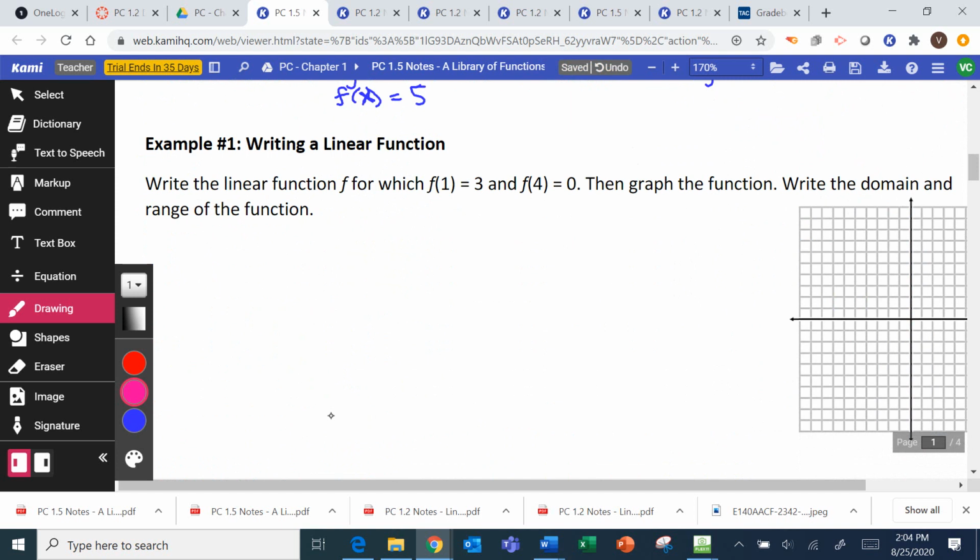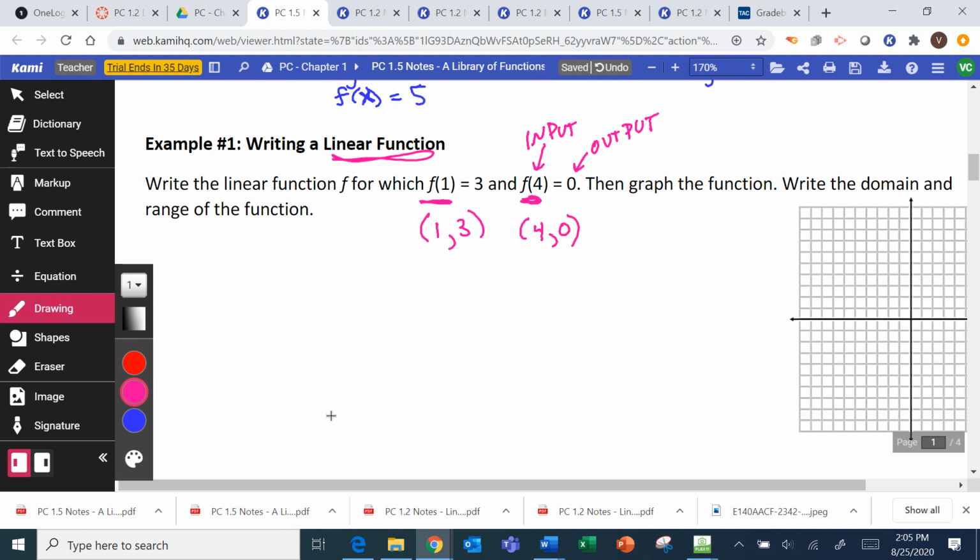If you were asked to write a linear function, you will notice that it will give you f of 1 equals 3, f of 4 equals 0. This is an input and an output. If I put 4 in, I get out 0. If I put 1 in, I get out 3. What they're doing is telling you 2 ordered pairs that fit for this function. The first ordered pair, if I input 1, that's my x, I get out 3. The second ordered pair, if I input 4, I get out 0.